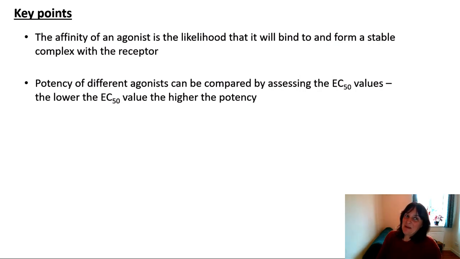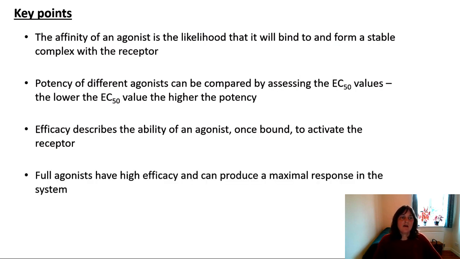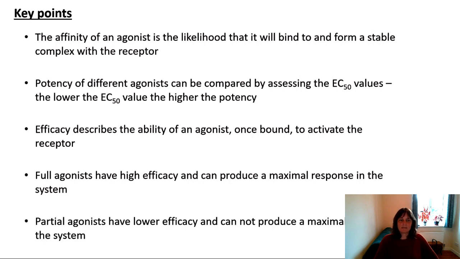I haven't written it in the key points, but the same is true if we're looking at affinity. You can measure the KD value, the dissociation constant, and the lower the KD value, the higher the affinity. Efficacy describes the ability of an agonist, once bound, to activate the receptor and cause an effect. Full agonists have high efficacy and can produce maximal responses from the system, whereas partial agonists have lower efficacy and cannot produce a maximal response in the system.